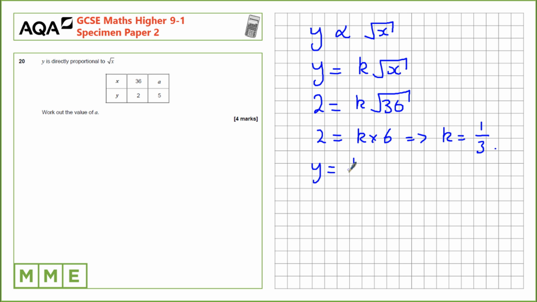So now we have our equation y equals 1/3 times the root of x. To find out a, we need to substitute in y and rearrange to find out the value of x. So let's substitute in 5 for y, equals 1/3, and I'm going to write a because that's what we're trying to calculate. To try and separate this on its own, let's multiply by 3 to get rid of this third. That will be 15 equals the square root of a. And we'll square both sides to remove the square root. So a equals 15 squared, which equals 225.